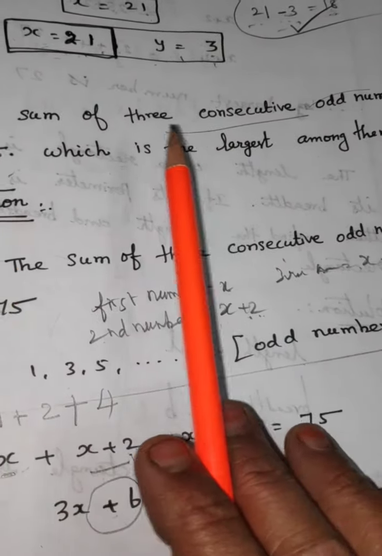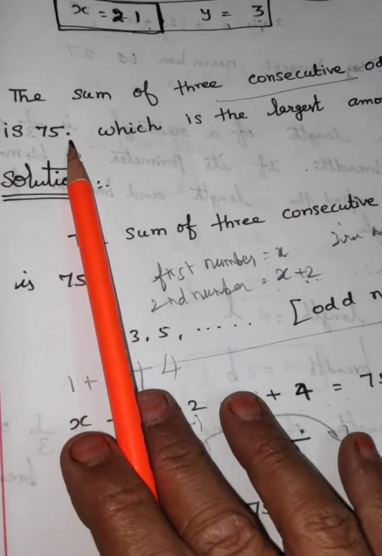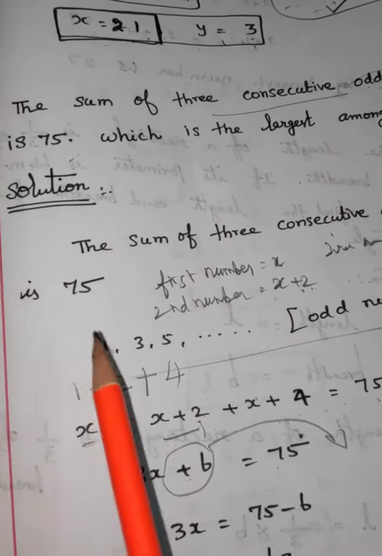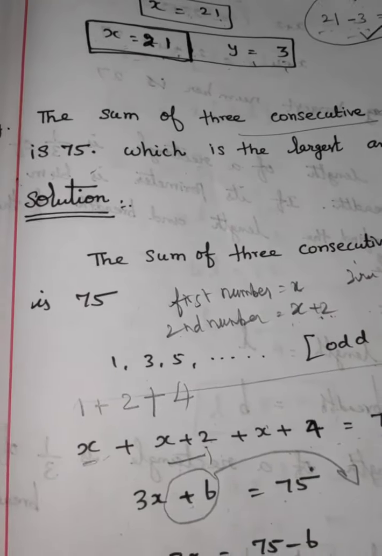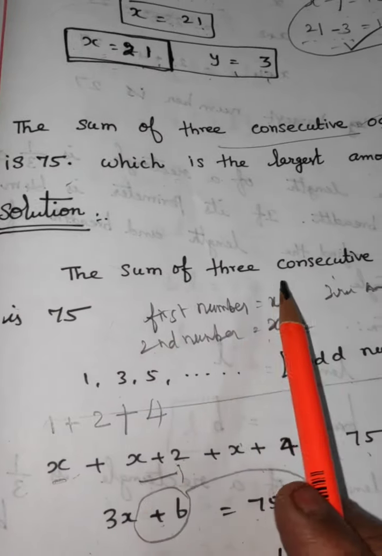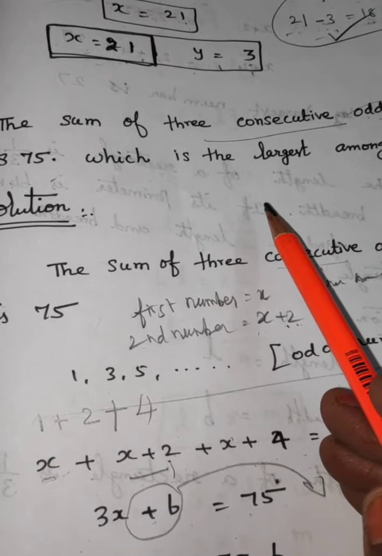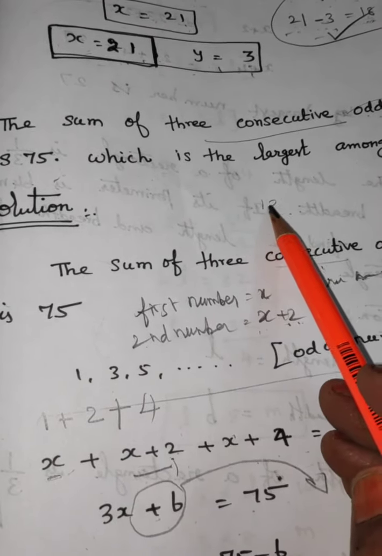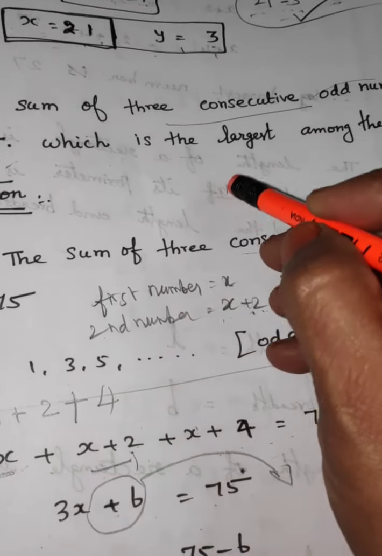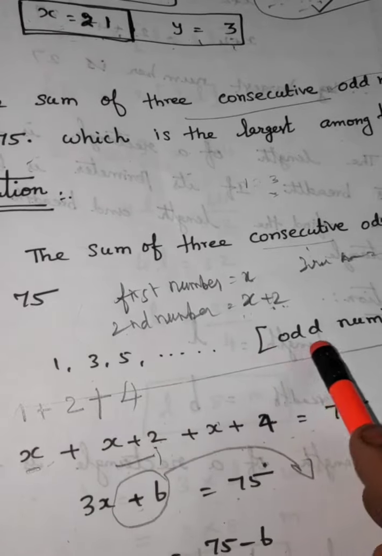The sum of 3 consecutive odd numbers is 75. Which is the largest among them? What is the meaning of consecutive numbers? The next number. Now 1, the next number is 2, the next number is 3. Here the odd numbers are given, so you write 1, 3, 5, etc. These are the numbers.